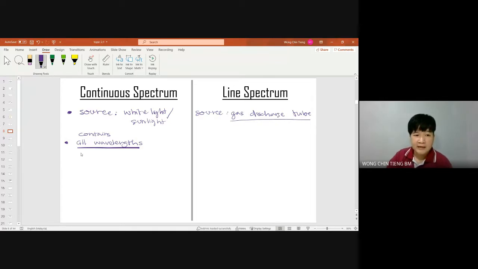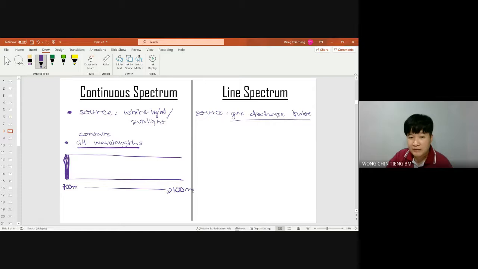Okay, dengan kata lain, if I have over here, let's say 700 nanometer. So, 700 nanometer adalah satu line, satu wavelength. So, saya akan ada line pada 701. Saya akan ada line pada 702. Saya akan ada line pada 703 and so on. Every single nanometer akan ada line dia. So, you have all the wavelength until let's say 1000 nanometer. Okay? So, setiap satu nanometer yang ada tu akan ada line dia.